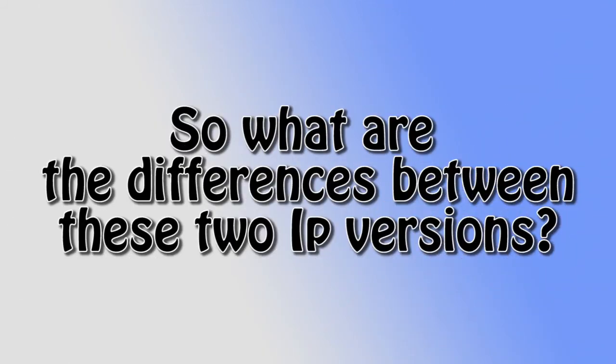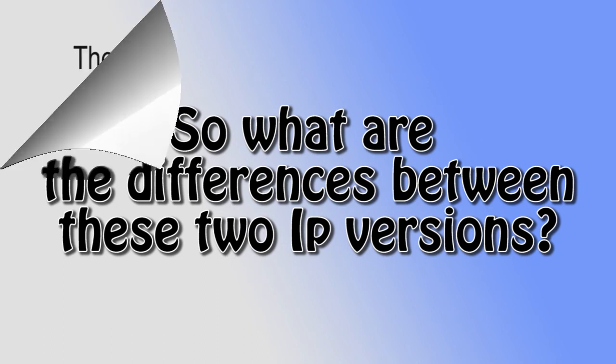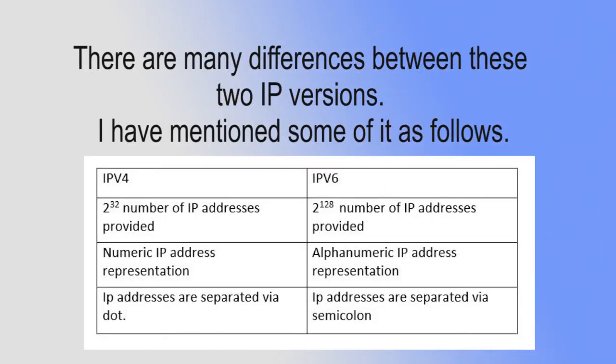So what are the differences between these two IP versions? IPv4 can provide 2 to the power 32 IP addresses, but IPv6 can provide 2 to the power 128 IP addresses. IPv4 represents a numeric IP address, but IPv6 represents alphanumeric IP addresses. IPv4 separates IP address parts by a dot, but IPv6 addresses are separated by a colon.